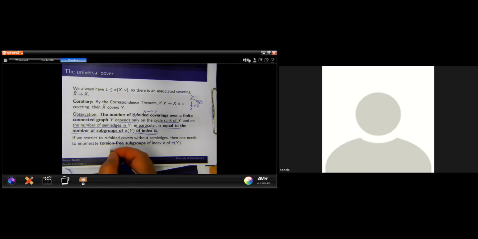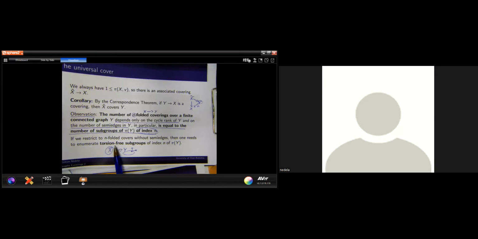So we are in this situation. This may contain some semi-edges, some singular guys, but this here we don't wish them. How to understand this in the language of subgroups of the fundamental groups? This means we are interested in torsion-free subgroups of index n. So no elements of finite order. So this is also somewhat standard situation.